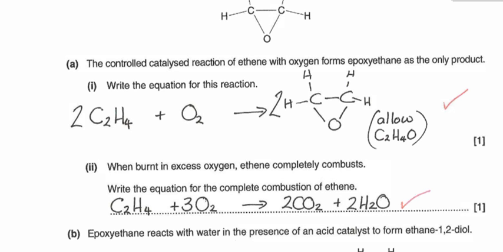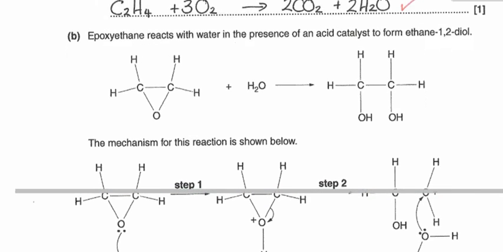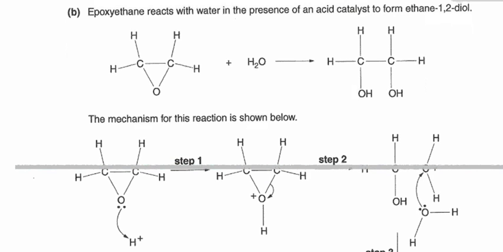Then you've got a huge mechanism to have a look at. I apologise for the quality of this background here, but it's still fairly clear. So epoxy ethane reacts with water in the presence of an acid catalyst to form ethane-1,2-diol. The mechanism is shown below. So here's the overall equation. You're adding water to epoxy ethane and you're getting this diol, ethane-1,2-diol. So it's got 2 OH groups. So just looking at that equation, I'm going to have to get rid of one of these oxygen bonds, I'm going to put an OH on it, and I've got to get another OH from somewhere.